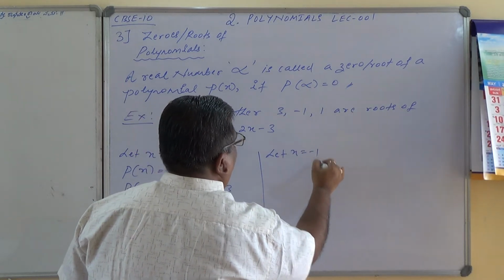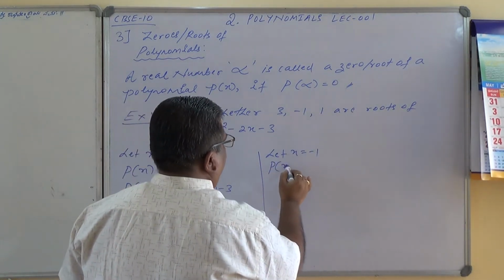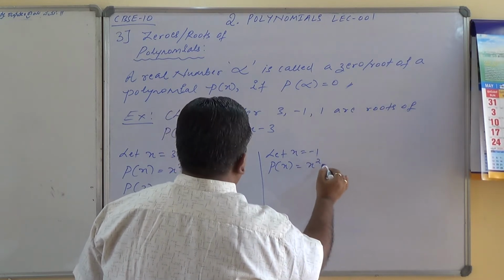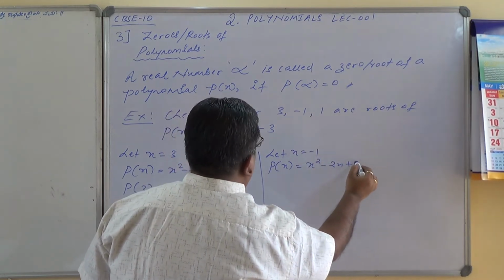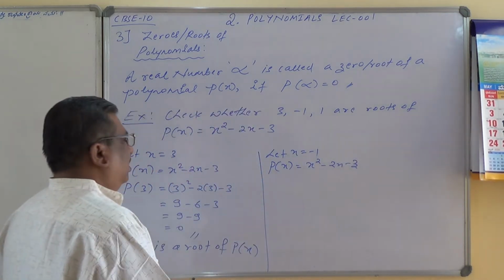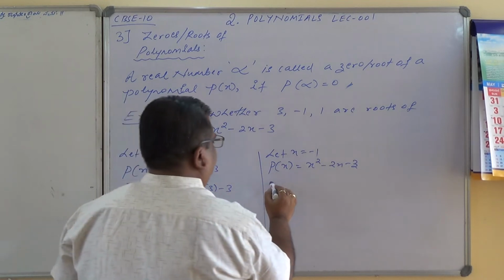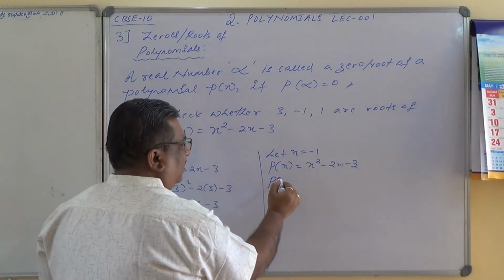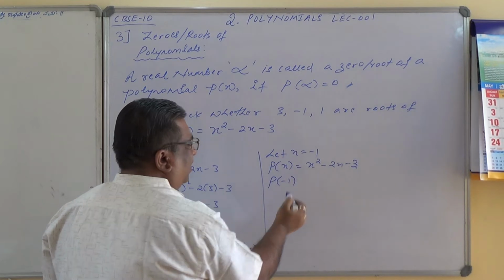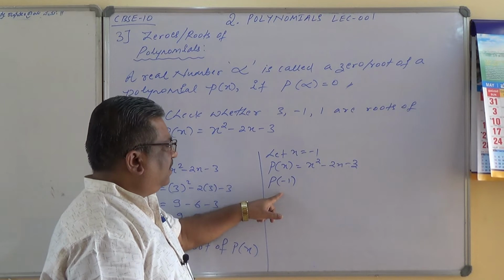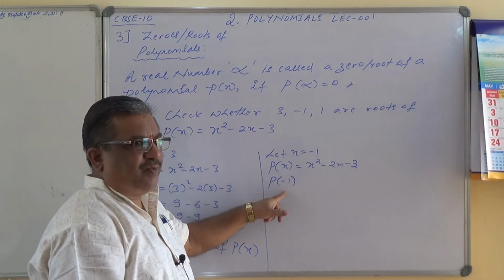Let x equals minus 1. P of x equals x square minus 2x minus 3 here. Let us substitute minus 1. When I put x equals minus 1, then I write P into bracket minus 1. What is the meaning of P into bracket minus 1 here? Meaning I am substituting the value of x as minus 1.